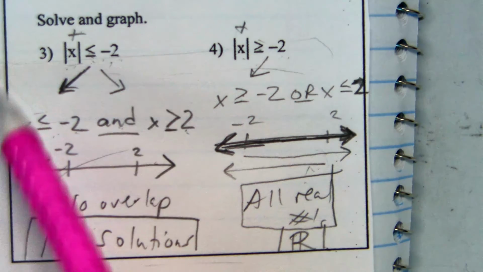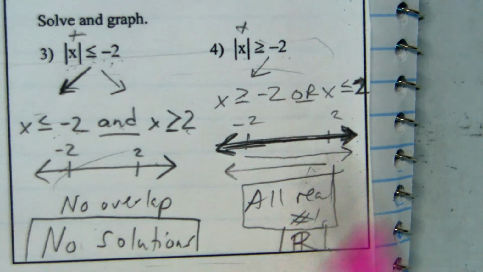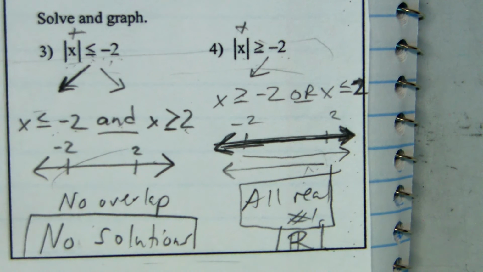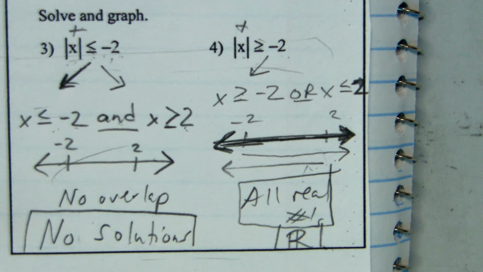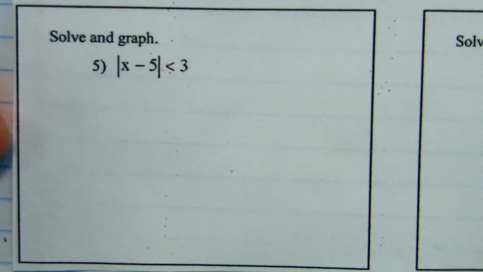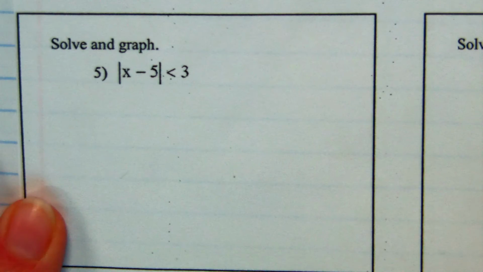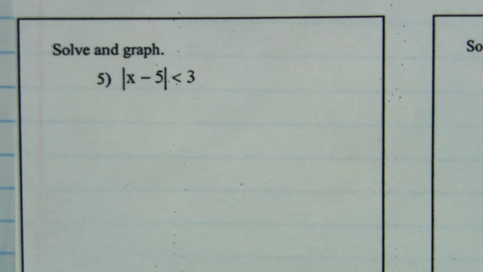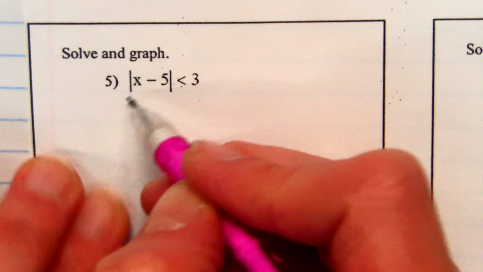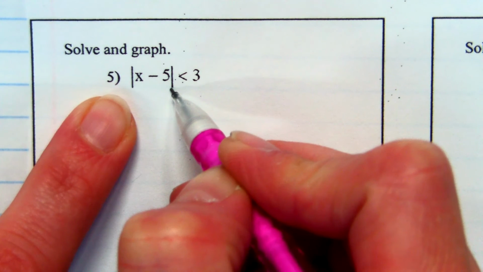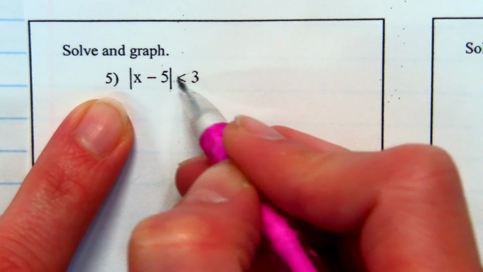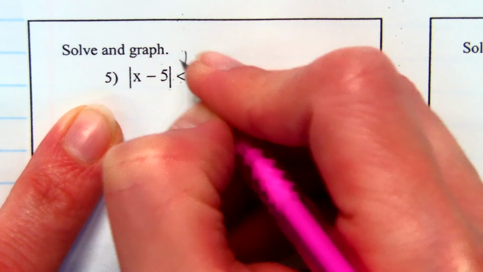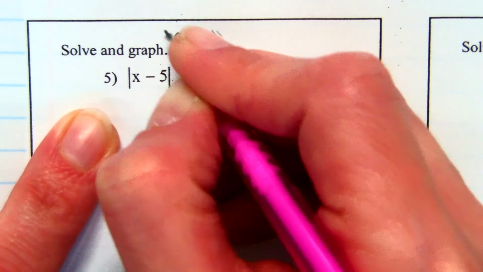But I showed this to you because if you don't think about that and you just go through the whole thing, you can still get the no solutions and the all real numbers just using your inequality stuff. Okay, so let's go on to number 5. So we're going to have a little bit more involved solving on these. The absolute value is isolated, so I can go ahead and figure things out. This is less than, which tells me this is going to be an and problem.